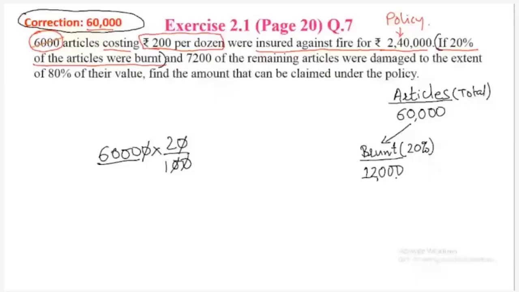Any doubt? Dear student, this 12,000 is what? Rupees or articles? 12,000 is what is burned. Is this rupees 12,000 or is it articles? It is articles. Okay? It is articles.